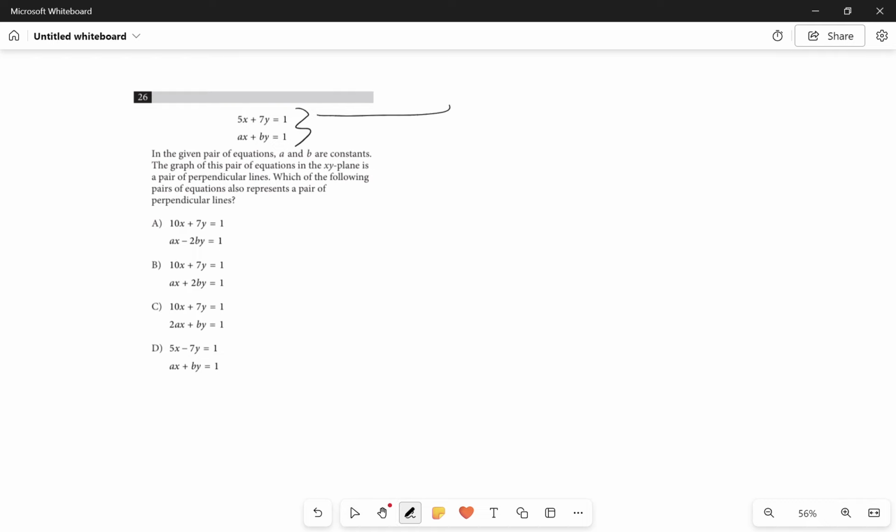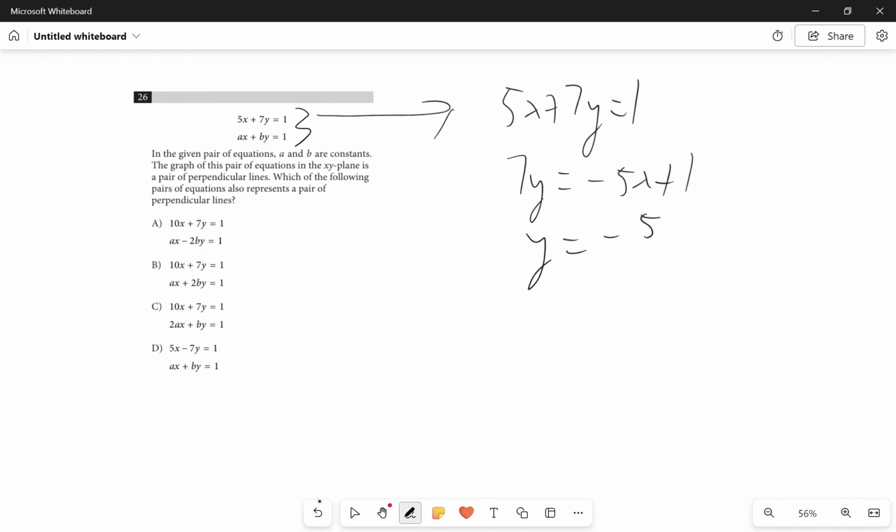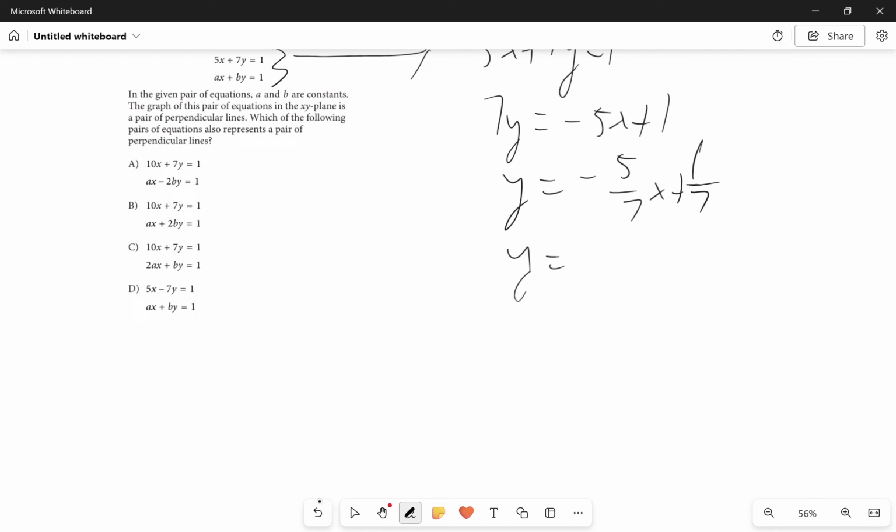Let's deal with the equation that we actually have numbers for first. That's 5x plus 7y is 1. Let's rewrite this in slope-intercept form so we can get the slope easily. So we have 7y equals negative 5x plus 1. Divide everything by 7 to get y by itself. y is negative 5/7 x plus 1/7. Remember, slope-intercept form is y equals mx plus b. This lines up perfectly because we have y by itself, so m corresponds to negative 5/7. So the slope of the top line is negative 5/7.